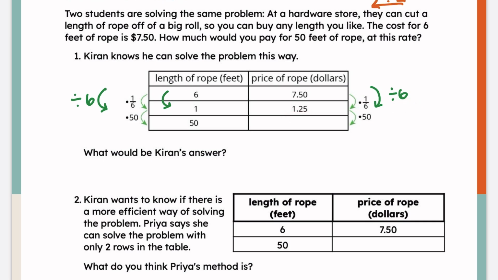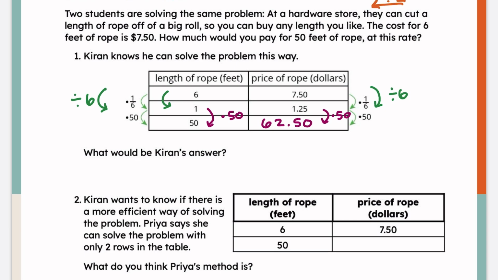Then we decide, now that I know that this is a 1, I can easily change a 1 into any other number. 1 times 50 is 50, so I should do the same thing here and also multiply by 50. So 1.25 times 50 is equal to 62.5, or $62.50.